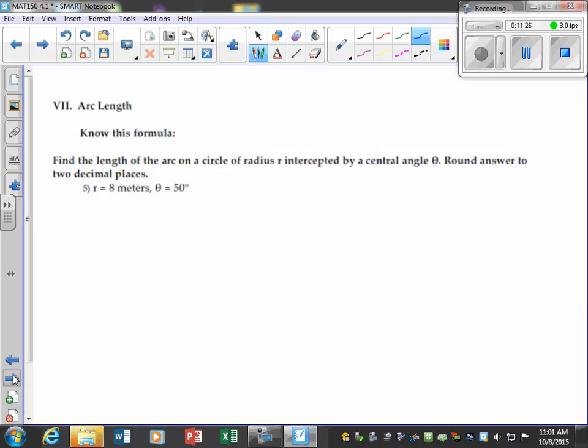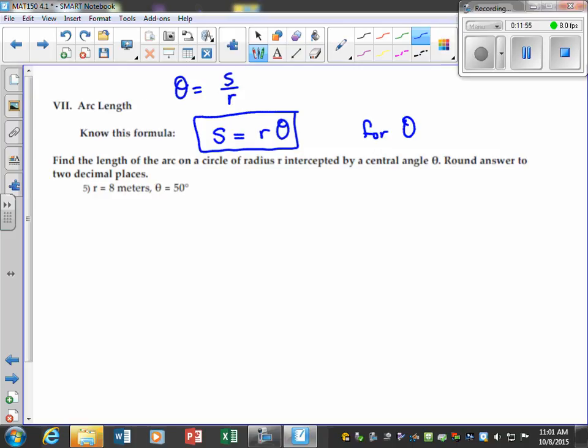Okay, finish out those last ones, and then we're going to remember that arc length from before, the formula you had before is that theta is equal to S over R. So if you solve that for S, meaning multiply both sides by R algebraically, then we just know the formula for arc length is S is equal to R times theta. So this is your new formula that you want to know, and this is for theta in radians.